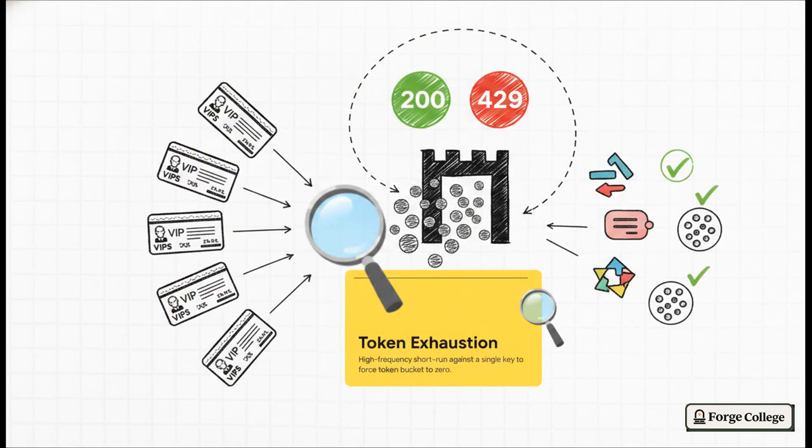This perfectly mimics that one specific guest trying to use their VIP pass 100 times in a row. By running a high-frequency short run against a single API key, we intentionally force their specific token bucket down to 0. What we're looking for in our CSV logs is a rapid, clean transition from 200 OK straight to 429, completely isolating that bad actor without ruining the party for anyone else.